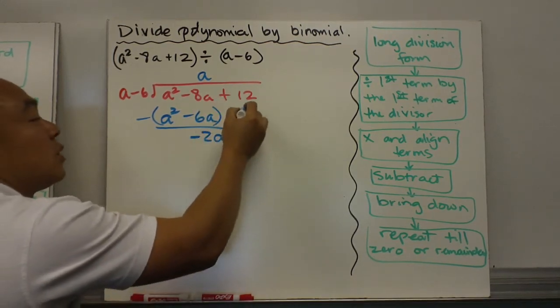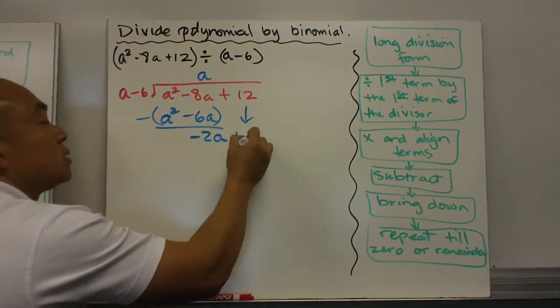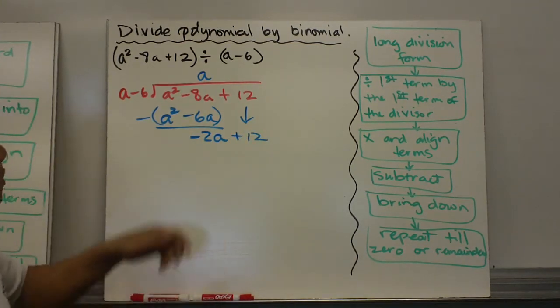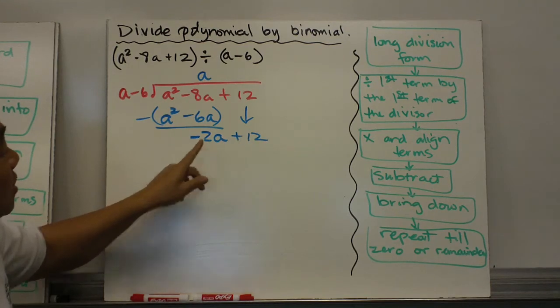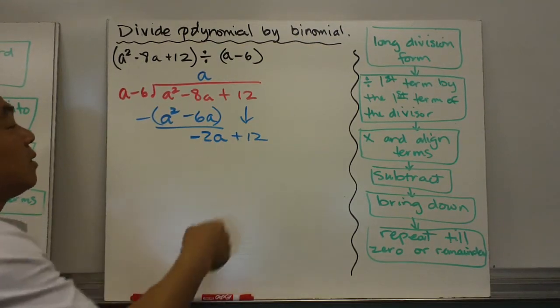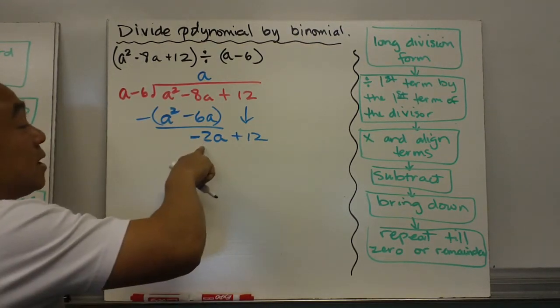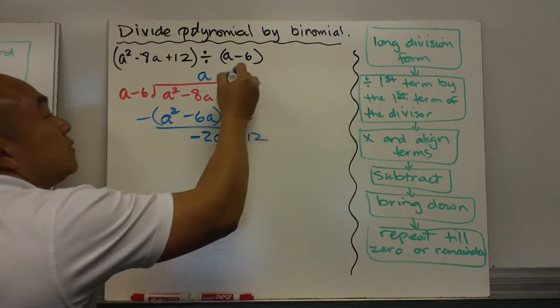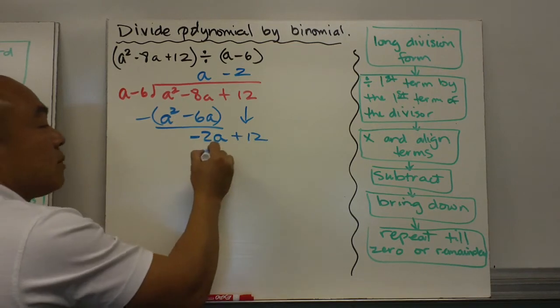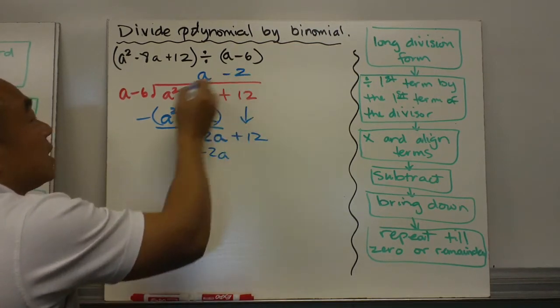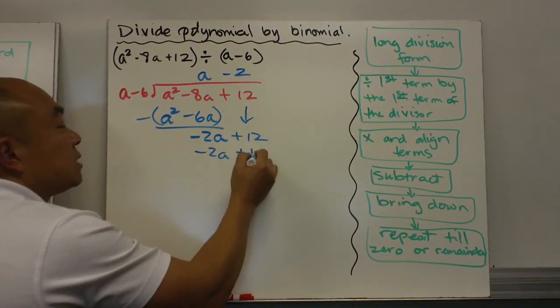Alright, and then let's go and bring down this next term, plus 12. So what can I multiply this with in order to get rid of my answer right here? So I'm going to go ahead and make sure that I understand I need a negative 2 here. So if I go and do a negative 2, that gets rid of this part right here. So minus 2a, and then negative 2 times negative 6 is positive 12.